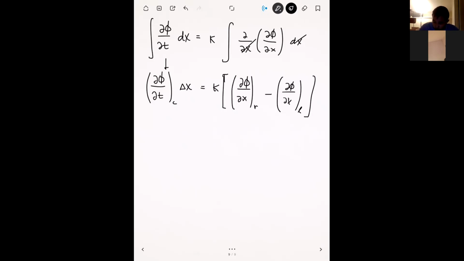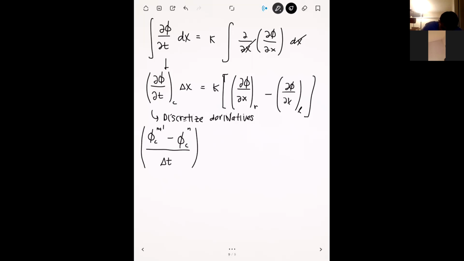From here we're going to discretize these derivatives. For the time derivative, we're going to use our normal time derivative discretization that we talked about before. Instead of partial phi partial t, what we have is phi sub c at n plus 1 minus phi sub c at n, all divided by delta t. And we can't forget about delta x, because that's still there.